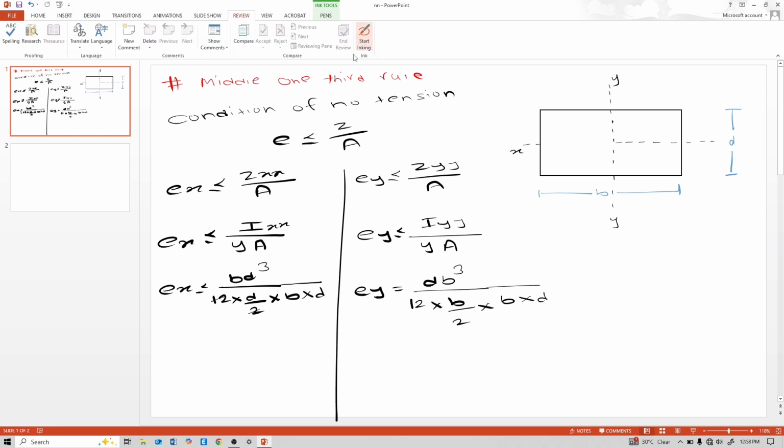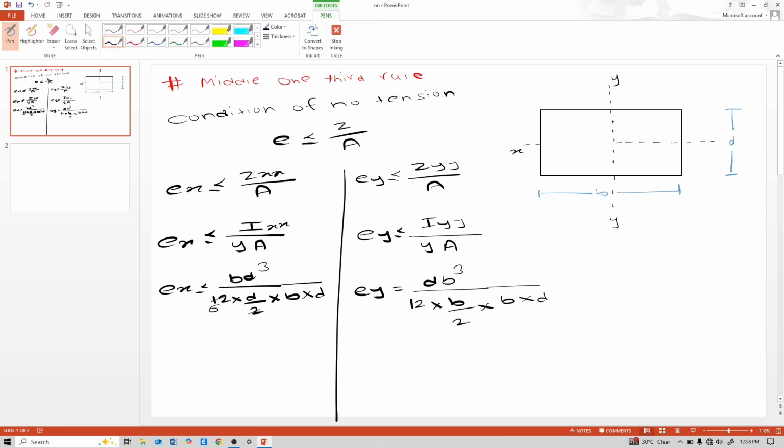Calculate it mathematically. This b gets cancelled, one d gets cancelled, that means here d squared is remaining. d squared divided by d squared, that means one d and one d cancelled, giving d by 6. So ex should be less than or equal to d by 6, the middle one-third rule. And here ey is equal to 6, this b and b get cancelled, this b and b get cancelled, and remaining is only b, this d gets cancelled. So b by 6, here also less than or equal to.